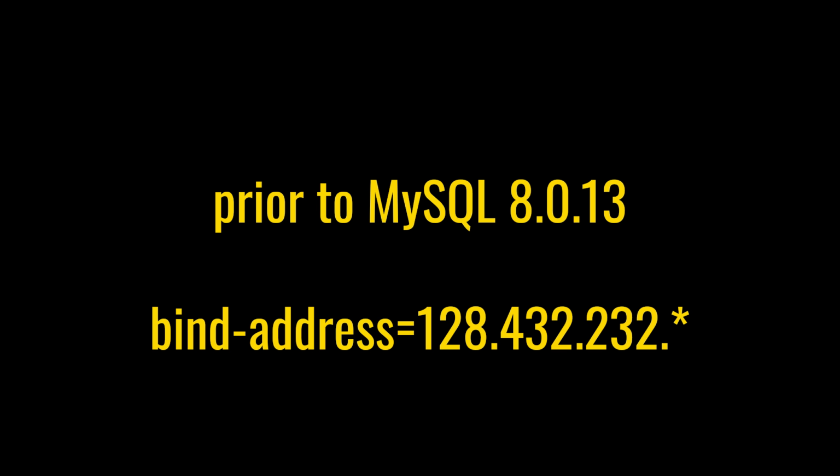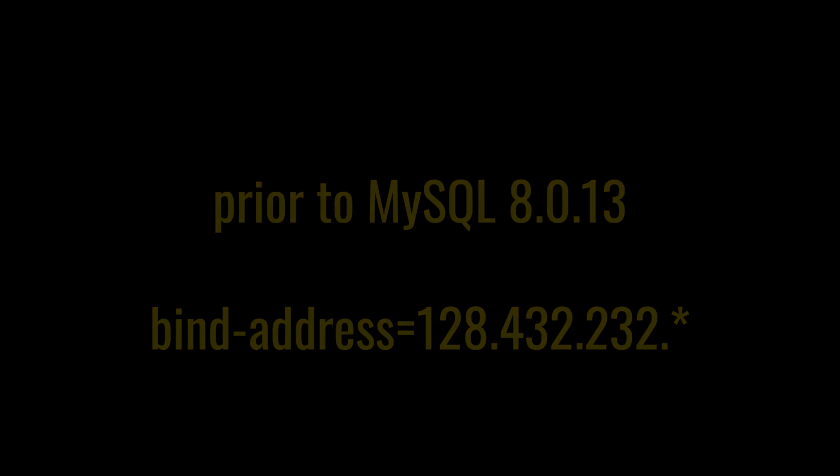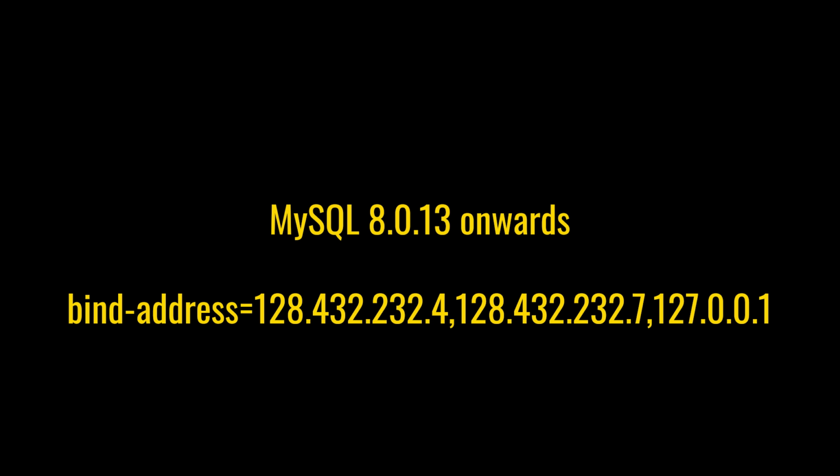For example, 128.432.232. As of MySQL 8.0.13, bind address accepts a list of comma-separated values. This allows for a lot of flexibility in allowing us to provide specific hosts from which to allow access.